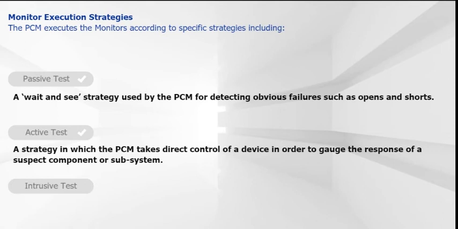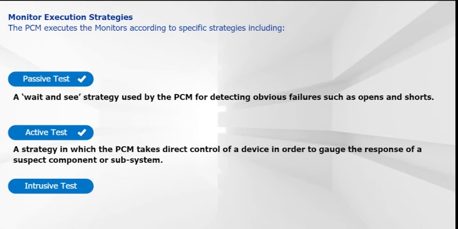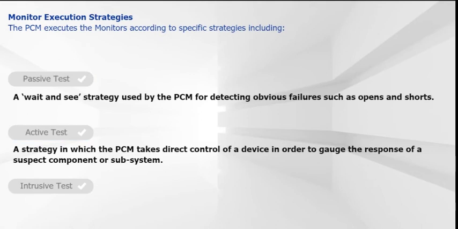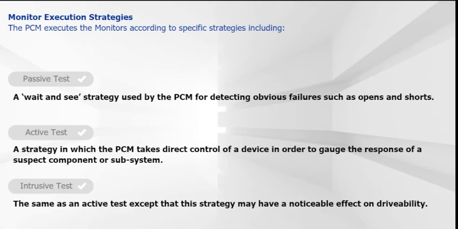An intrusive test is essentially an active test with one significant difference. Intrusive tests typically have an adverse effect on drivability and emissions. Consequently, it's possible for an intrusive test to be mistaken as an intermittent drivability problem. Keep that in mind when diagnosing an alleged intermittent.